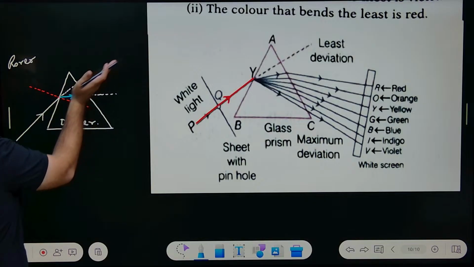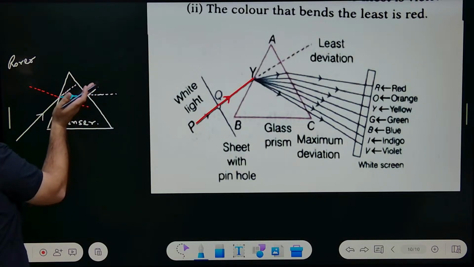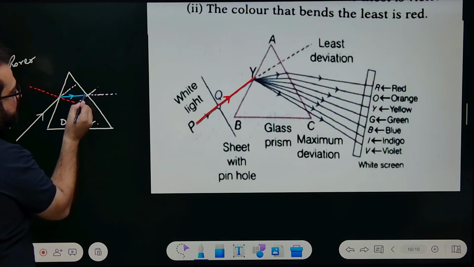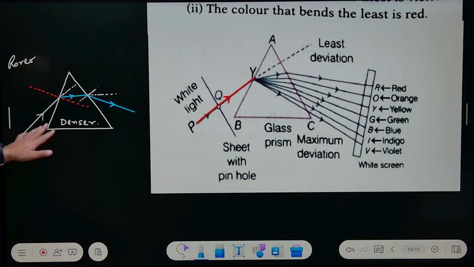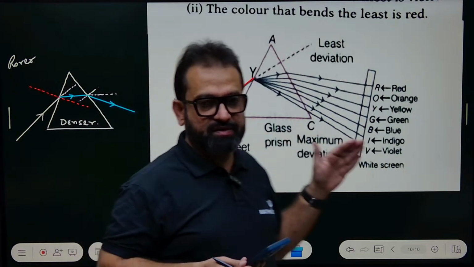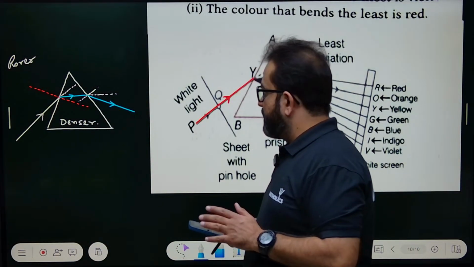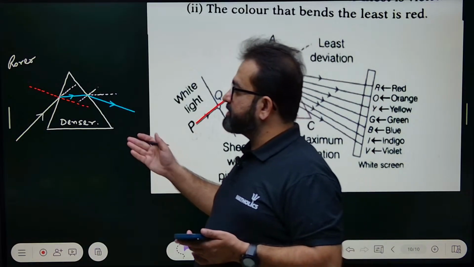This is the direction of normal. This is the direction of normal. This is the ray of light. So obviously it will bend like this and it will be going like this. So this is actually what is happening inside the prism. Got it? Normal is nothing but the perpendicular to the surface of the prism. Okay. Got my point? Rarer to denser and denser to rarer.